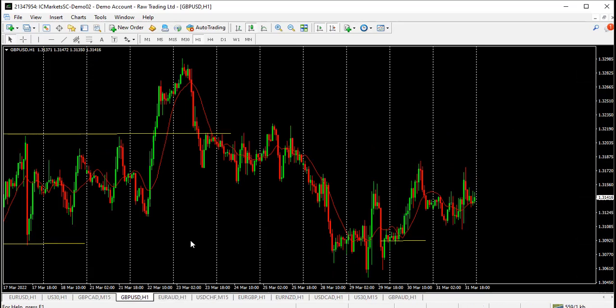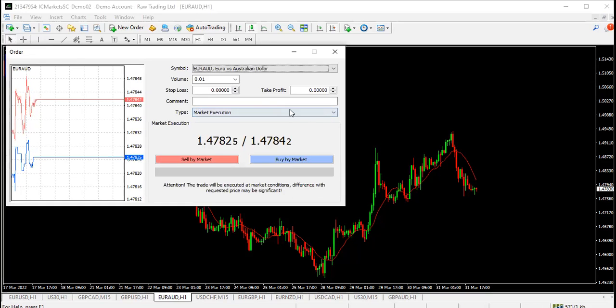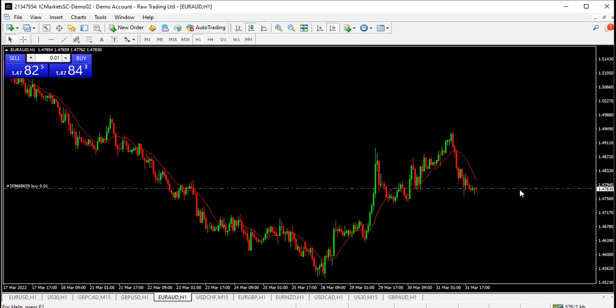So let's go back to our EUR AUD. If you check, the market price is at 1.47830. That's the current market price. So what do we do? If you want to take a market order, either a buy or a sell, you just press the buy order, and then it will trigger into the market.